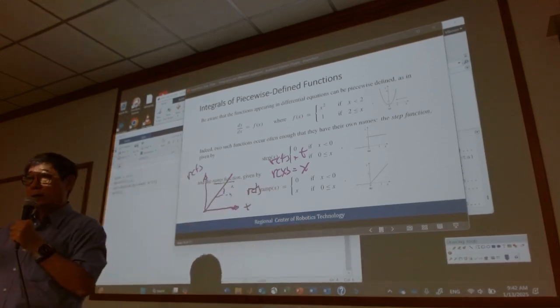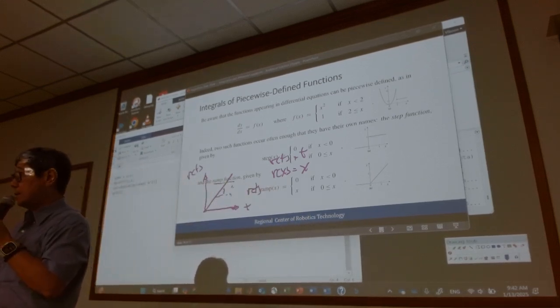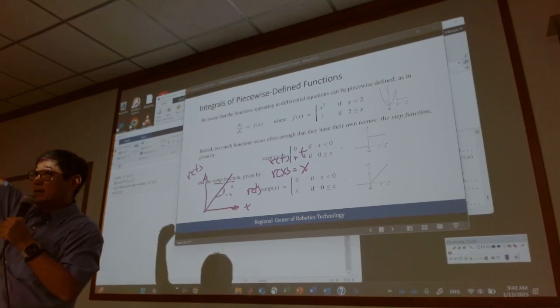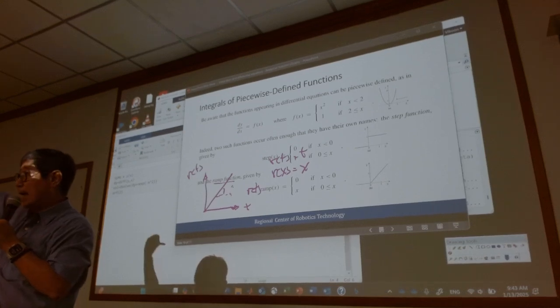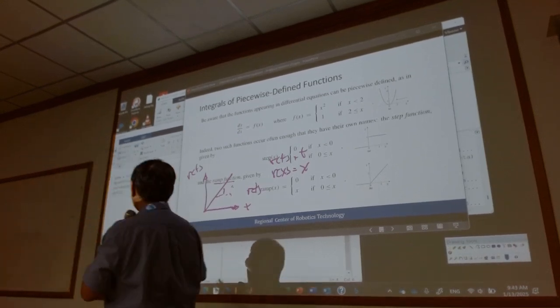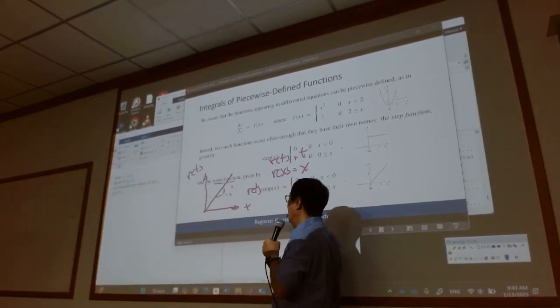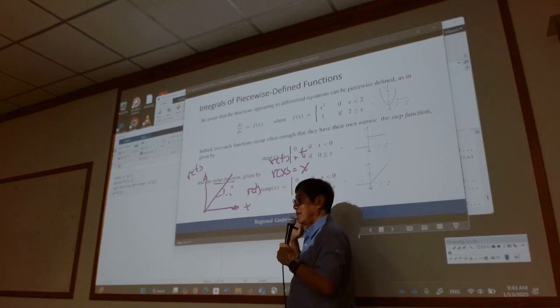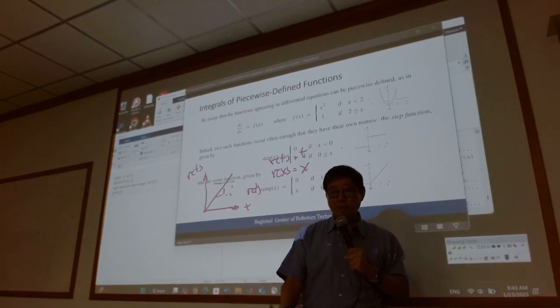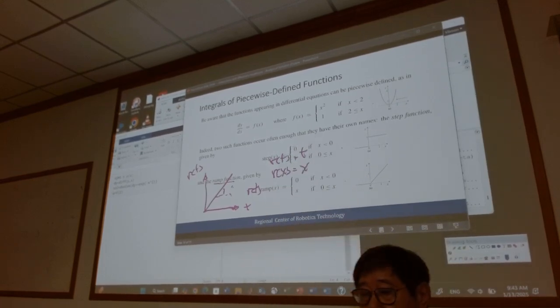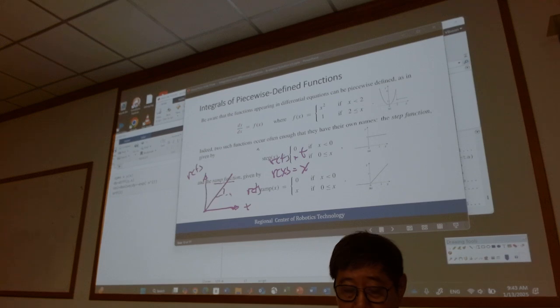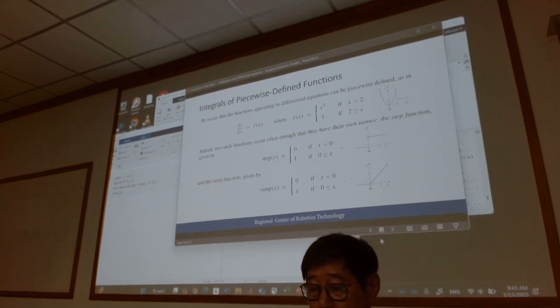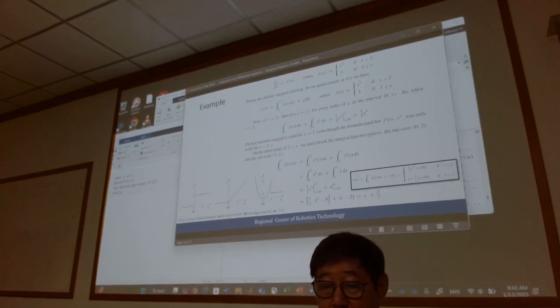You have a motor, right? When you add voltage, theta increases linearly. It's a ramp, right? Ramp function. x or t: if you're talking about motion, you use t. If we talk about the general one, it's x. So that's a ramp function.